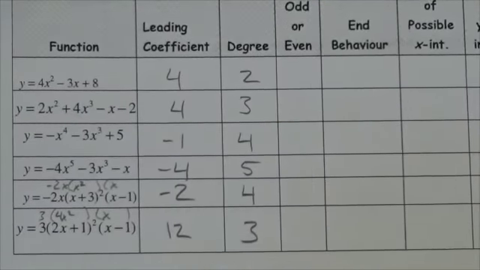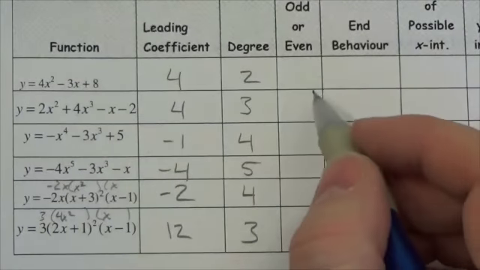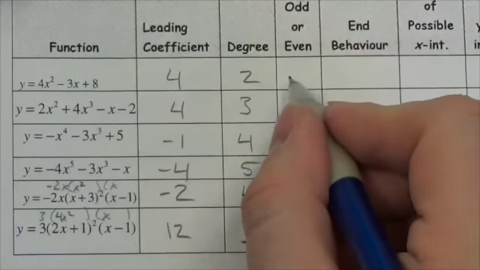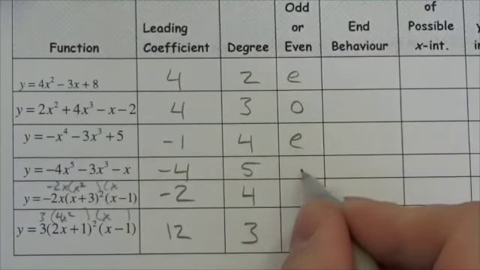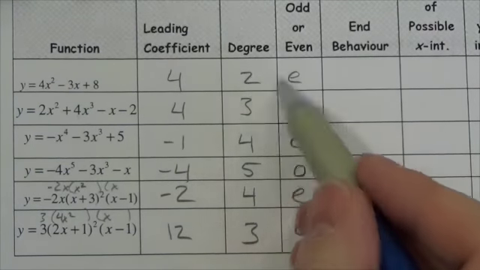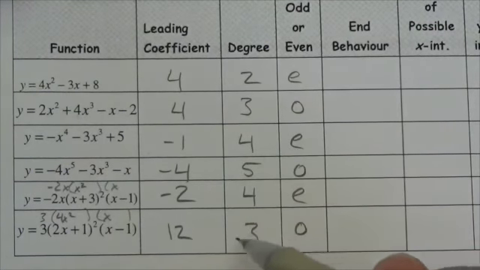Now, let's run through here real quick. Whether it's odd or even, once you've got the degree, this is going to be pretty trivial. This is going to be even, odd, even, odd, even, odd. Okay, 2, 3, 4, 5, 4, 3.